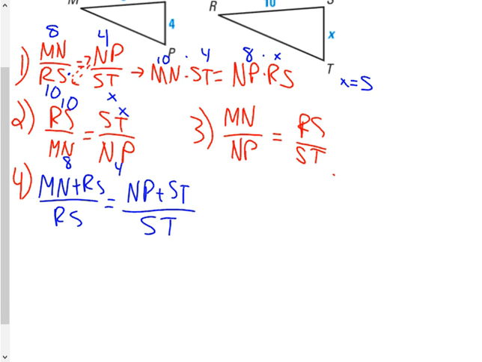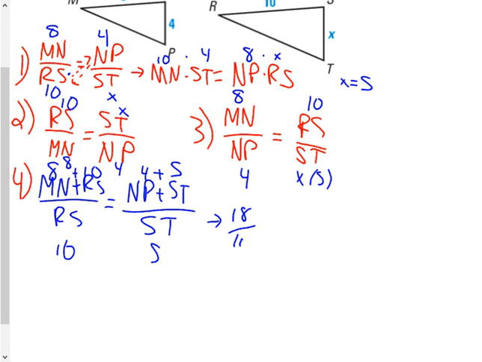True. MN, we got 8 over 4 equals 10 over X, which again, X is 5, right? And then the last one, 8 plus 10, 18 over 10 equals 4 plus 5 over 5. 9/5, right? And this means what? 18 tenths equals 9/5. Check. And we started with 4/5 is 8 tenths. I flipped them. 8 tenths is 4/5. All right, those are all true statements once you fill in the numbers.